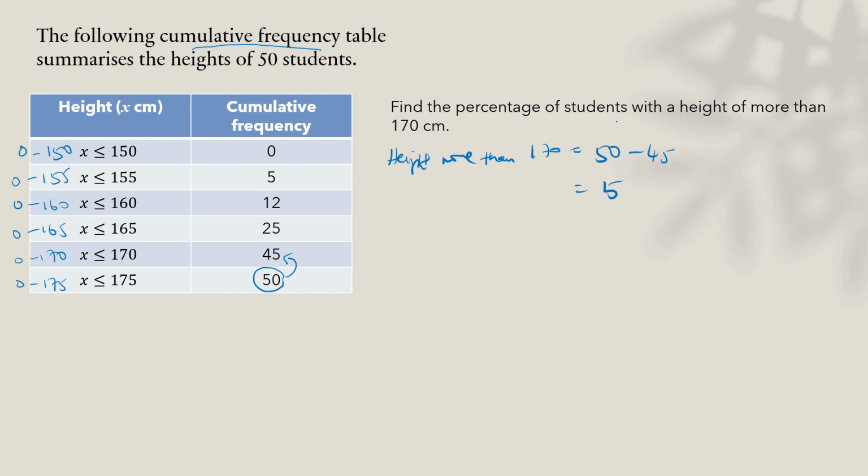So there are 5 students out of 50 students whose height is more than 170 centimeters. To find the percentage, you take 5 over the total number of students times 100%. So that would be 10%. So 10% of the students have a height of more than 170 centimeters.